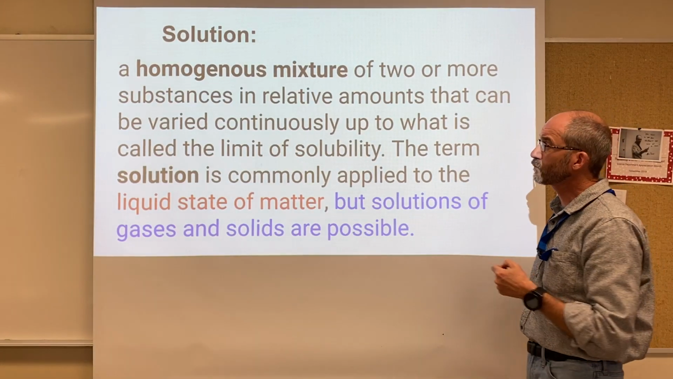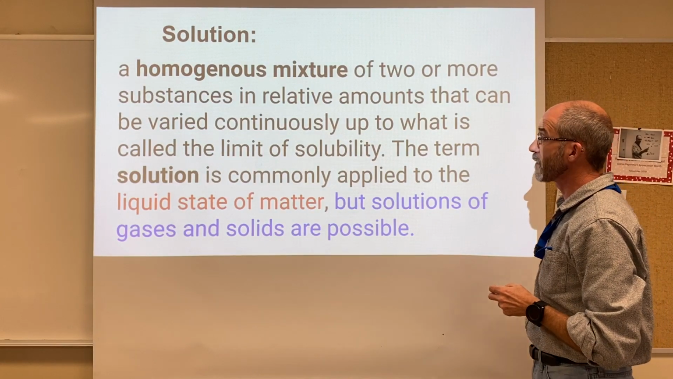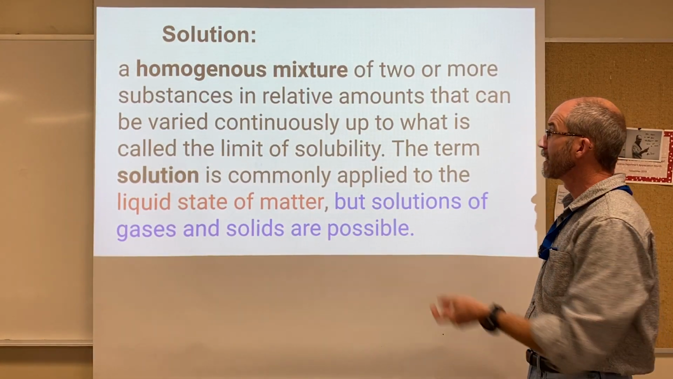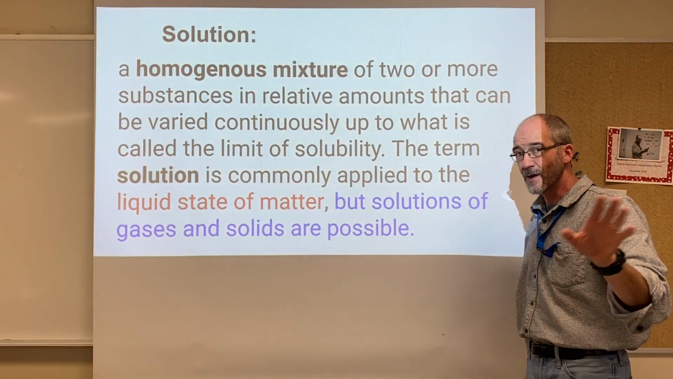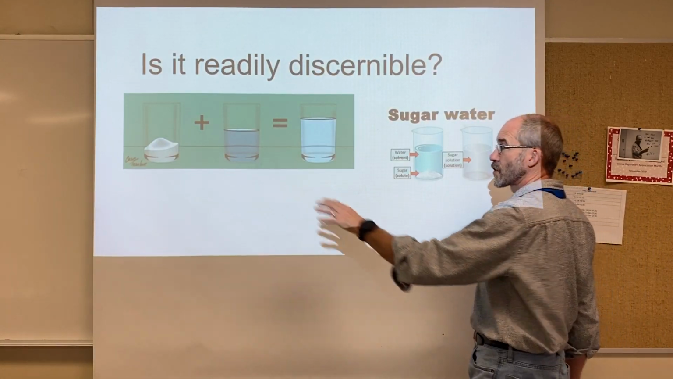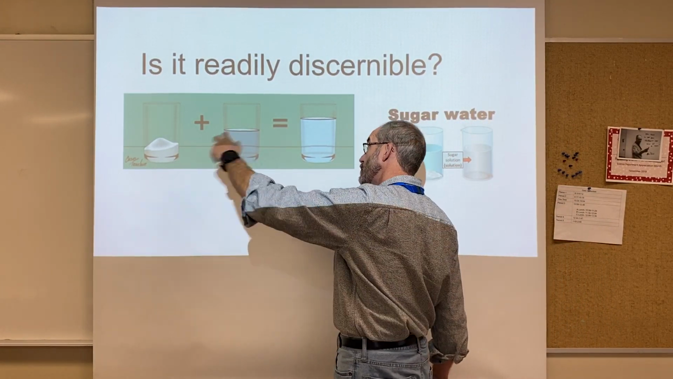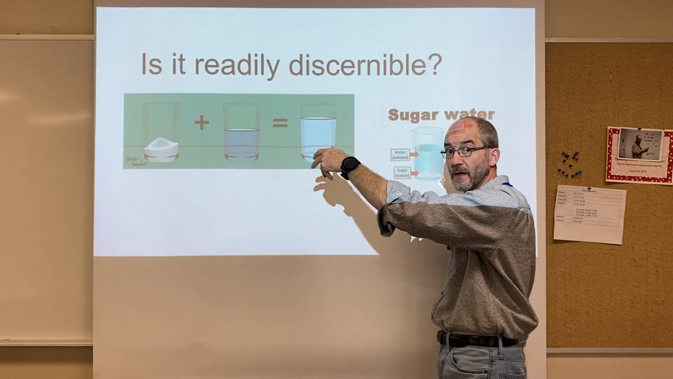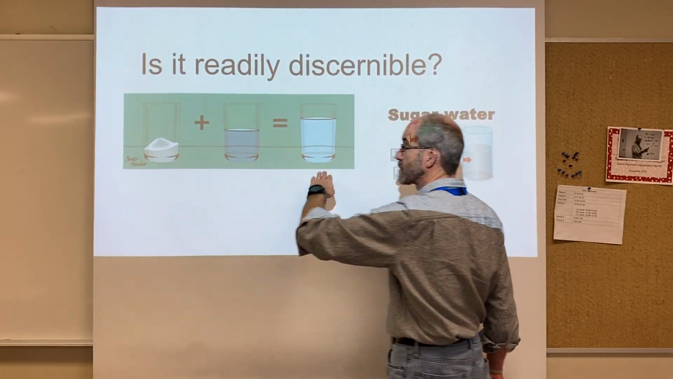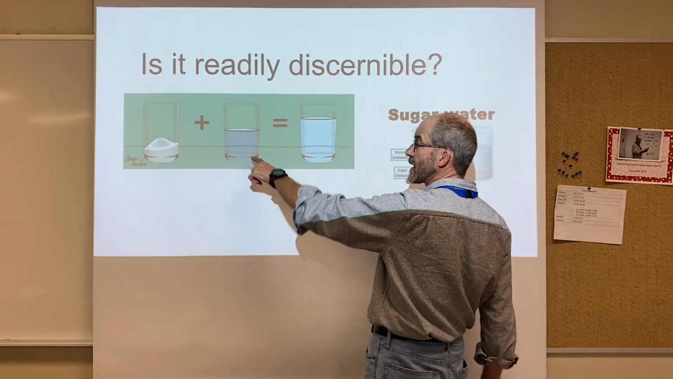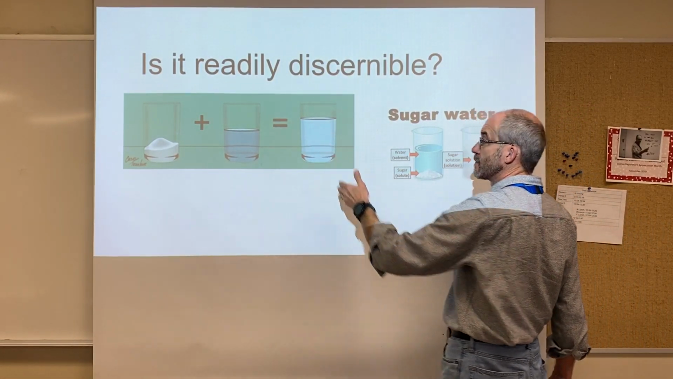Let's read about that. A homogeneous mixture of 2 or more substances in relative amounts that can be varied continuously up to what is called the limit of solubility. Here's what we're saying. There's going to be a point where you can't put any more sugar in the water, but until you reach that point, you can just continue to add sugar and it will mix very evenly. But at some point, you're not going to be able to keep adding sugar. But at this point in this picture, there's been no problem because we have not reached the limit of solubility. So we have a very homogeneous mixture.